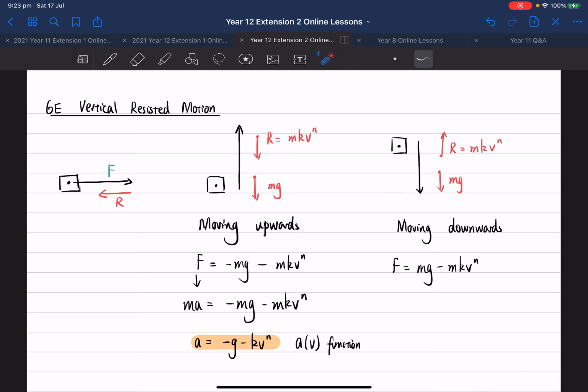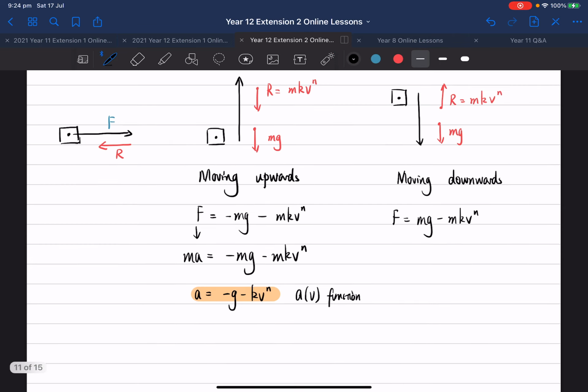Another question students sometimes ask is, how come it's mg minus mkv to the power of n instead of switching these two around? Again, remember the motion is moving downwards. The object is still moving downwards, which means the resultant force is larger going downwards. So mg, the gravitational force, must be greater than the resistant force. If you do it the other way around, you end up with a negative force, which means the object is actually going upwards because the resistant force is greater than the gravitational force.